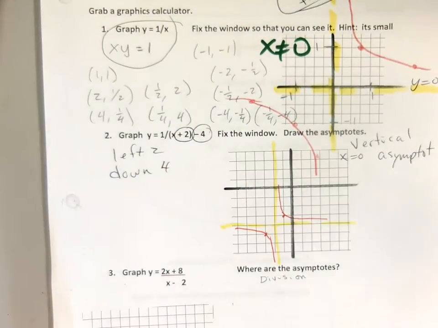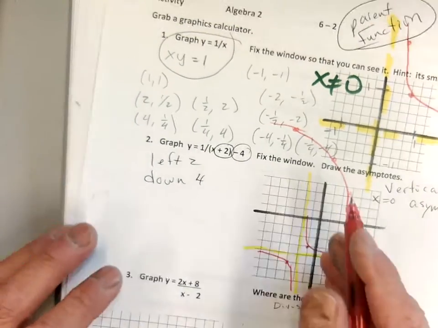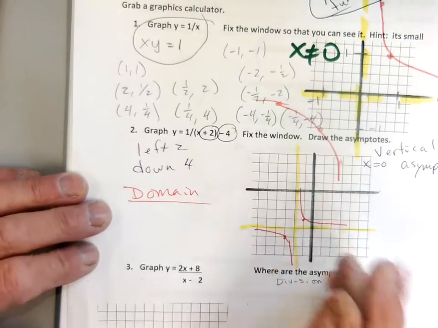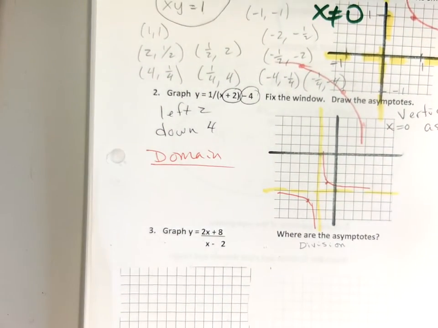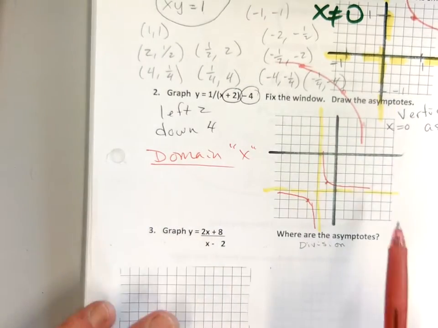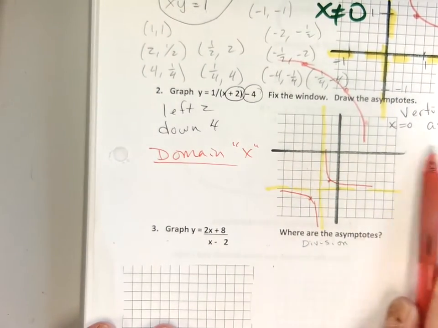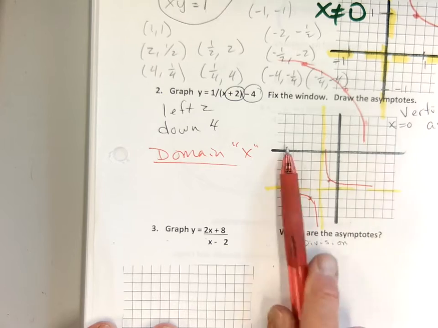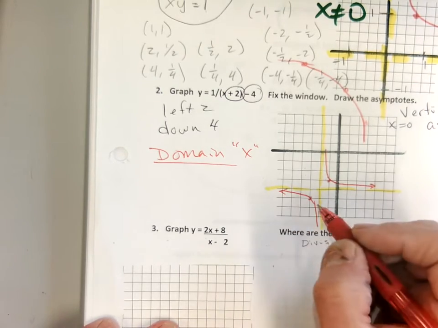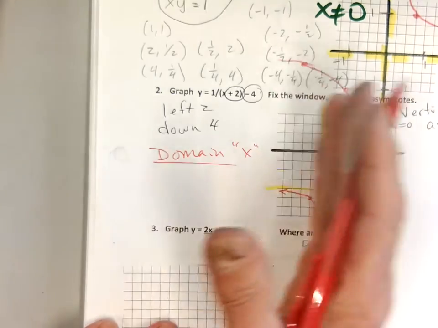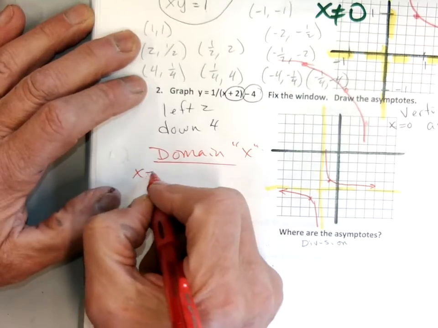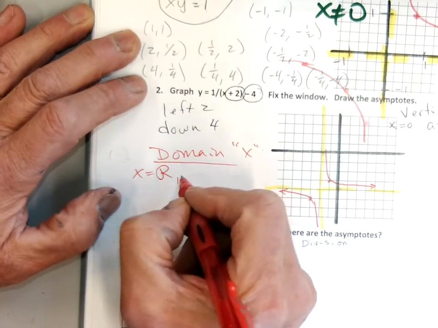Now, the important part is this. Domain. Tell me about the domain of this graph. What can x be and what can x not be? Domain is the x values, right? So what can x be? Look at this graph. How wide is this graph? Really wide. In fact, forever wide, right? So every number you can think of is on this graph. So we're going to say x is equal to all real numbers because every number is there. Okay?